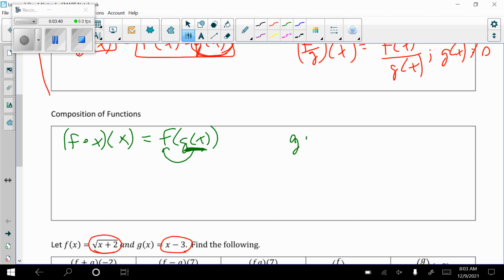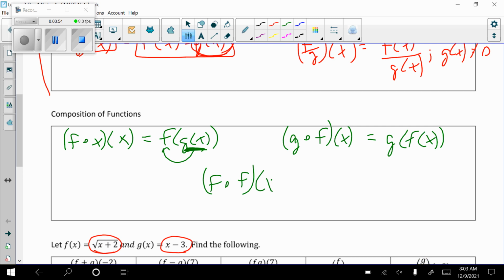You'll see it different ways. You can have it the opposite way, and this means g of f of x. You can also do the same function, so you'll see it like that, and you're just plugging the answer to this back into the same function. So you're doing it twice.